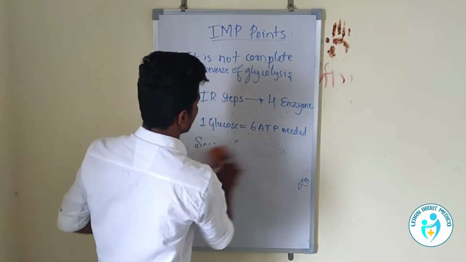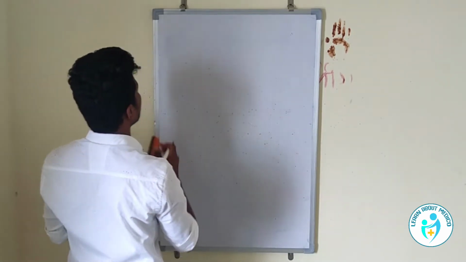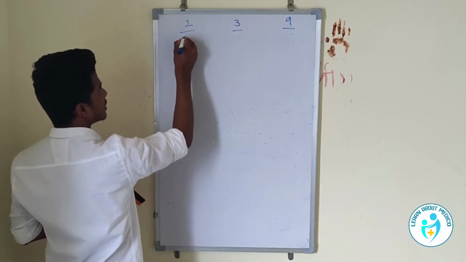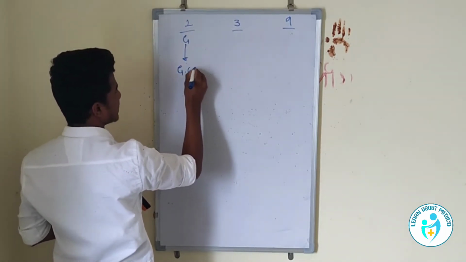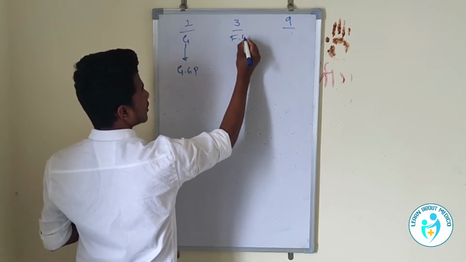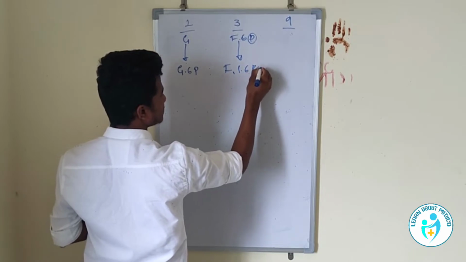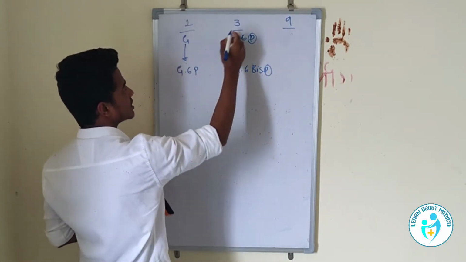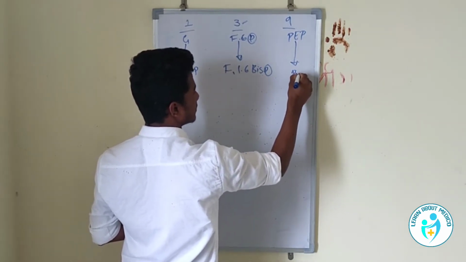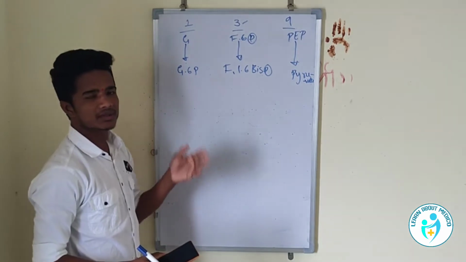After this, we move on to the three irreversible steps of glycolysis, which have to be reversed. They are the first step, the third step, and the ninth step. The first step is glucose converted into glucose 6 phosphate. The third step is fructose 6 phosphate converted into fructose 1,6 bisphosphate. The ninth step is PEP, phosphoenolpyruvate, converted into pyruvate. These three are the irreversible steps of glycolysis.